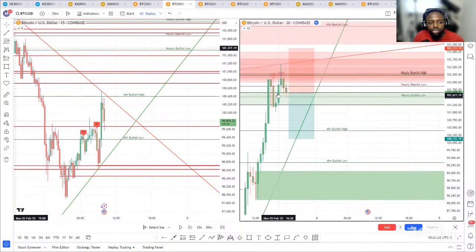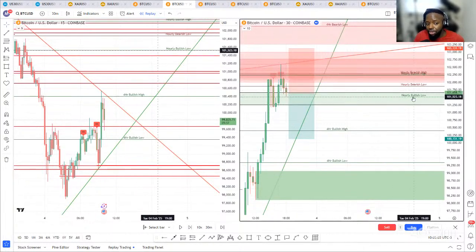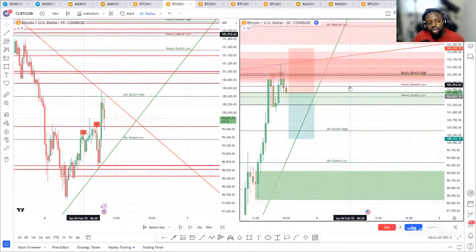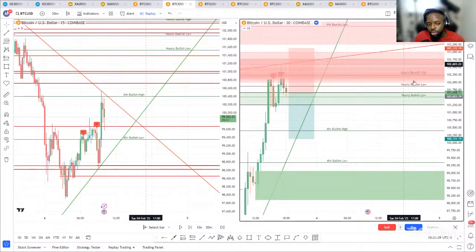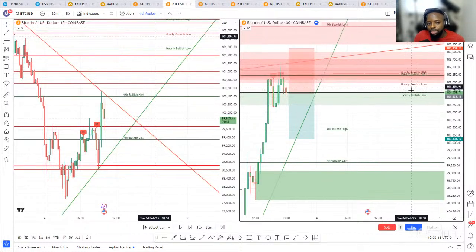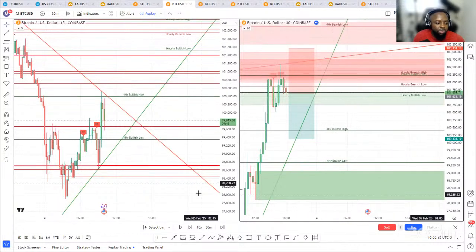A, we do have this hourly bullish low here. However, the reason I would have taken this trade is because we have this hourly bearish low here. So ideally it cancels out this hourly bullish low. So these two order blocks would ideally have canceled each other out.